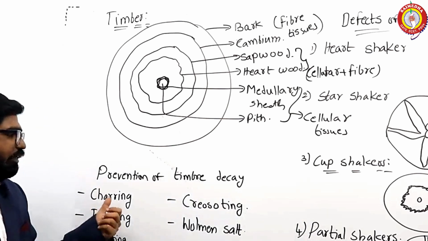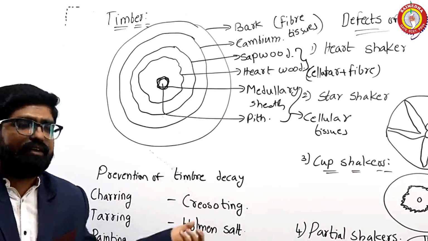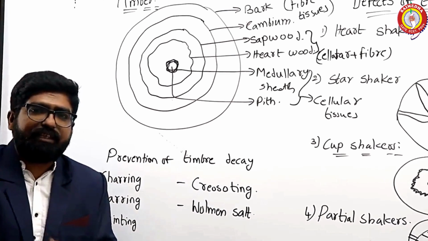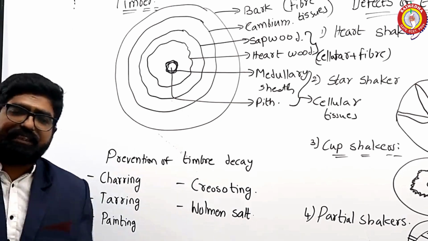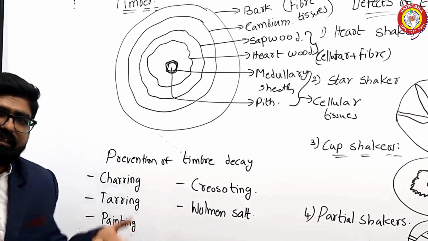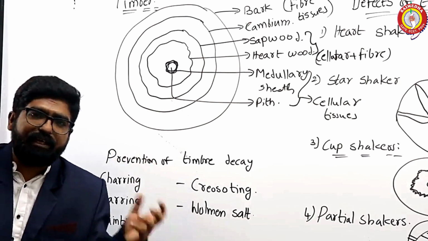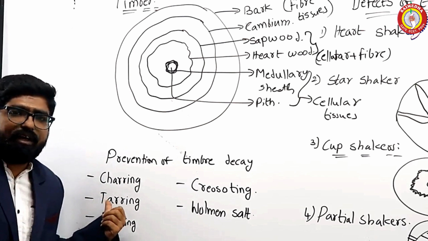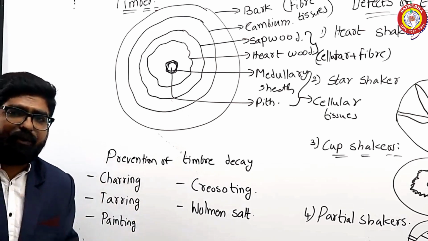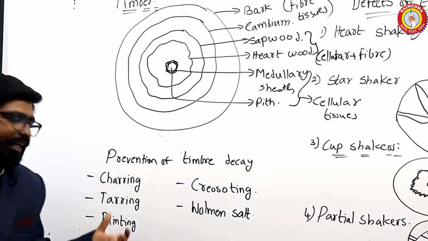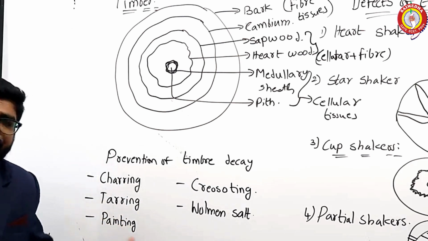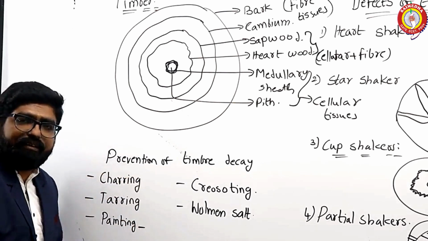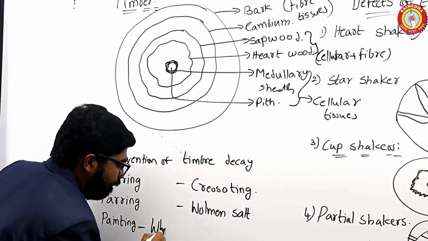Okay. So next, prevention of timber decay. Prevention of timber decay is done by charring. Charring means burning charcoal at a high temperature up to 15 centimeters depth, and quenching with water, and because of that there won't be any decay of the timber. And if I burn tar and apply it onto a seasoned wood, then it is called tarring. And by painting we try to avoid the decay of timber and protect it from white ants.